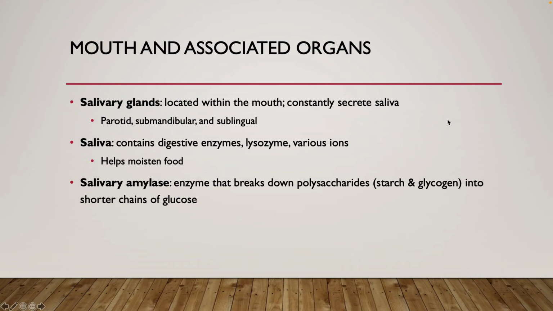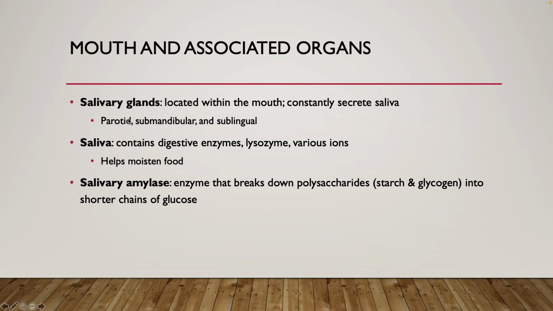So also in our mouth we have some associated salivary glands that secrete saliva. We have different glands: a parotid gland, a submandibular gland, and a sublingual gland. Submandibular, hopefully you understand, is underneath the mandible. And likewise, the sublingual is sub, or underneath, the lingua, which is referring to the tongue.